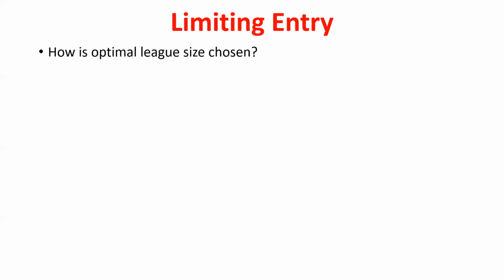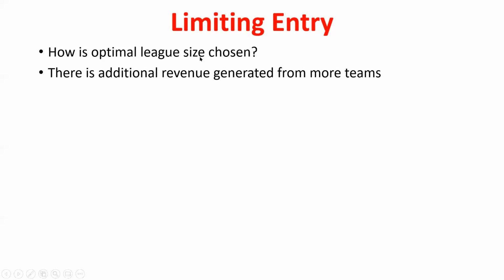Okay? So I'm thinking about how they are going to choose the optimal size, right? Or if Elon Musk did want to start a new team, what would be the decision of whether or not they accept that team into the league, right? So as I add more teams, obviously I'm entering into more markets, I'm gaining additional revenue. But what do you think is probably true?